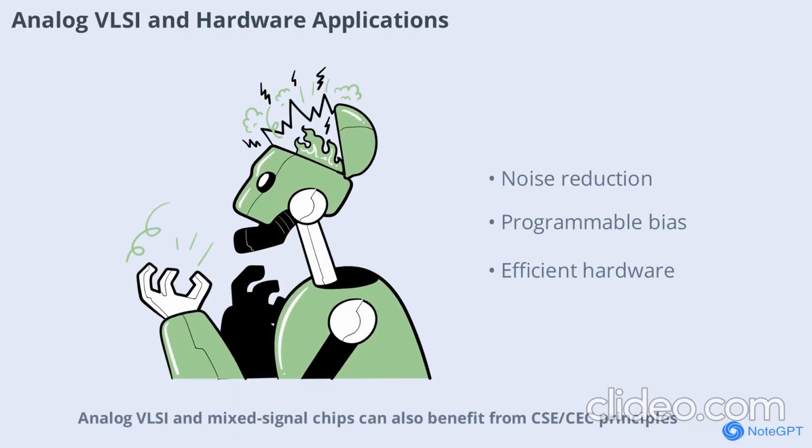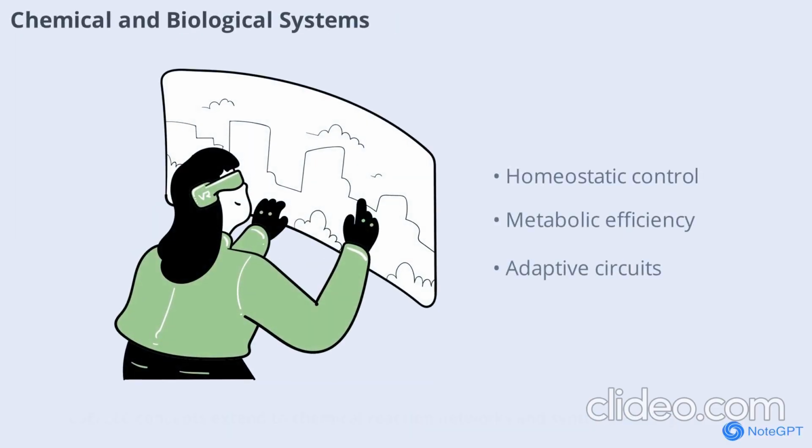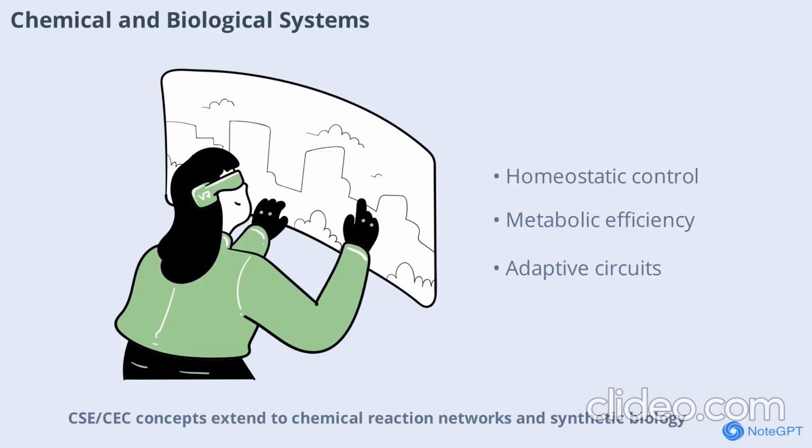Analog VLSI and mixed-signal chips can also benefit from CSE-CEC principles. In hardware, CSE might represent mismatch or noise relative to the desired operating point, while CEC could be implemented as programmable bias or local temperature control. This allows circuits to conserve energy and reduce noise through local equilibrium control, leading to more reliable and efficient hardware for AI and signal processing. CSE-CEC concepts extend to chemical reaction networks and synthetic biology.